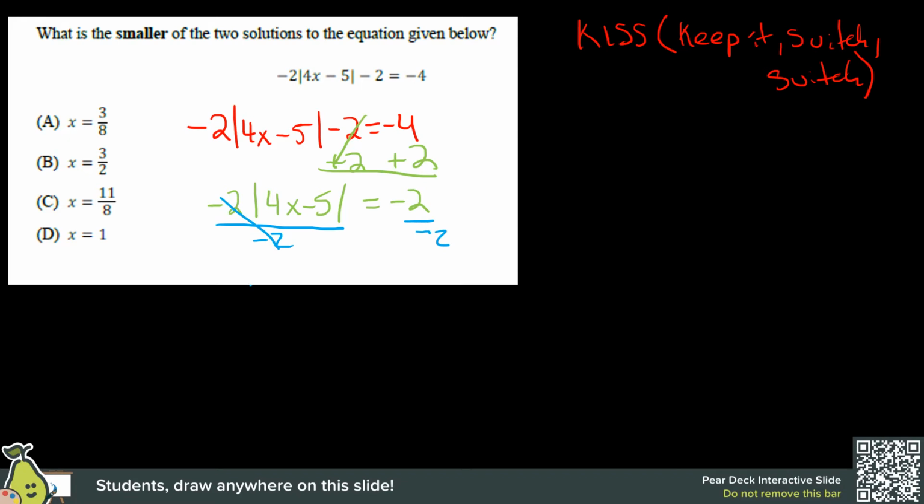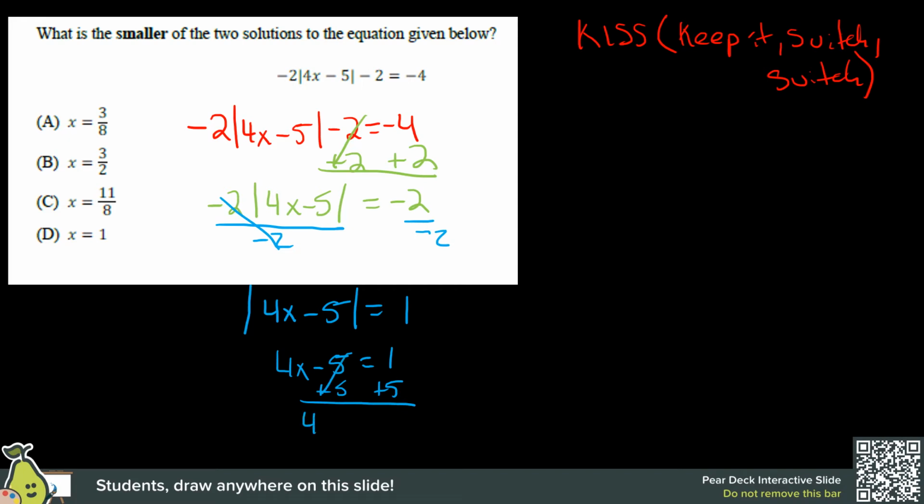And so I get the absolute value of 4x minus 5 equals negative 2 over negative 2 is 1. So here what I'm able to do on this first set is now use my KISS method. The first one I'm just going to solve as is. So I'm going to say 4x minus 5 equals 1. I'm going to add 5 to both sides.